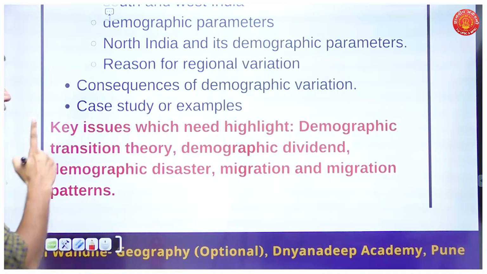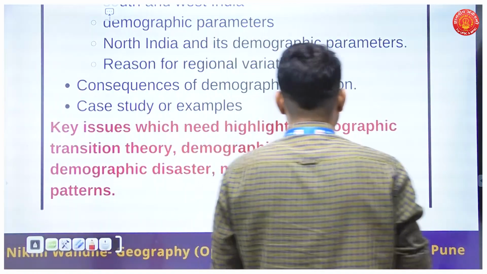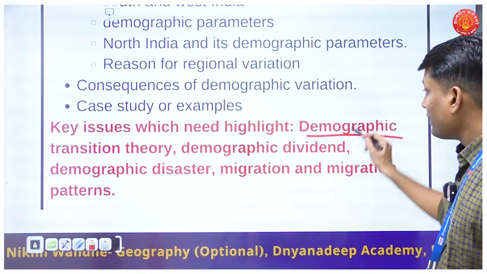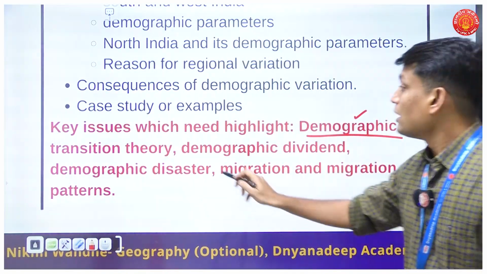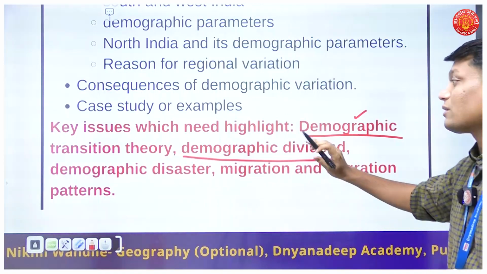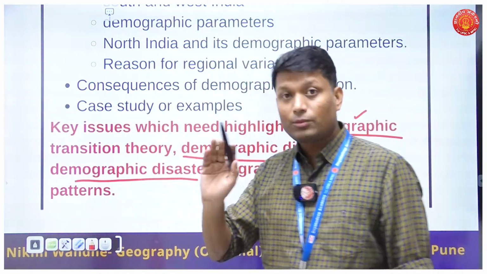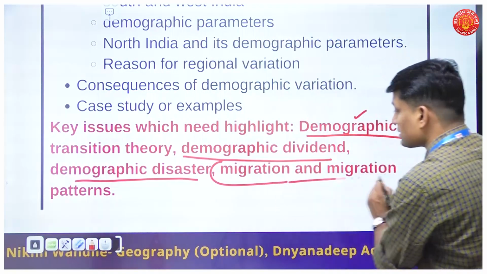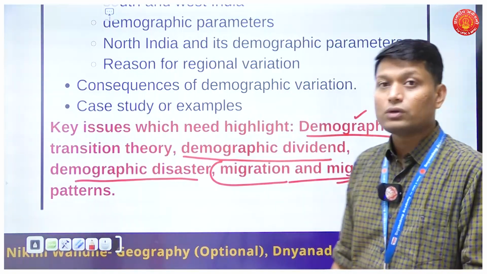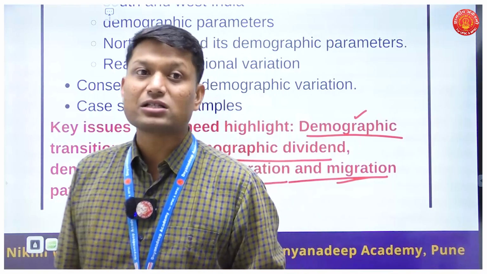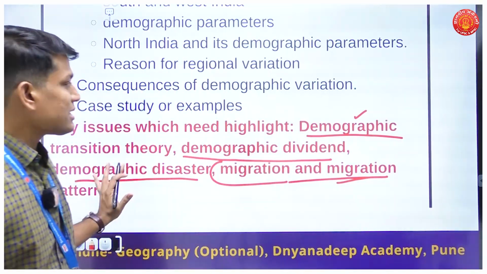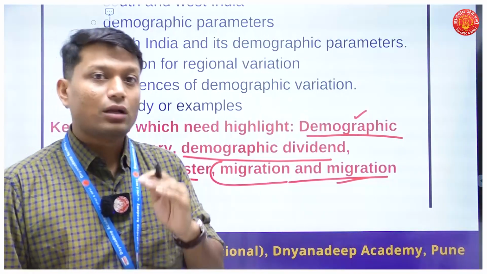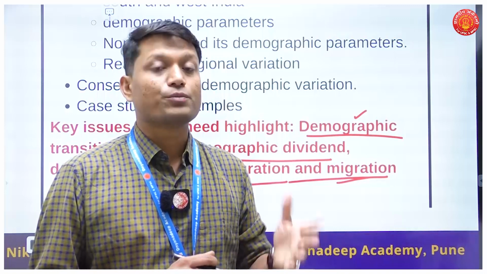Other than that, I have some red words here. In your answer, what terminologies am I expecting? I'm expecting demographic transition theory. I'm expecting something called demographic dividend. You can talk about demographic disaster, if not demographic dividend. And in consequences, you should be mentioning words such as migration, migration patterns, and so on and so forth. Fine. So these are the key terminologies I will be looking at, and that is how your answer now looks more like a geography optional answer.